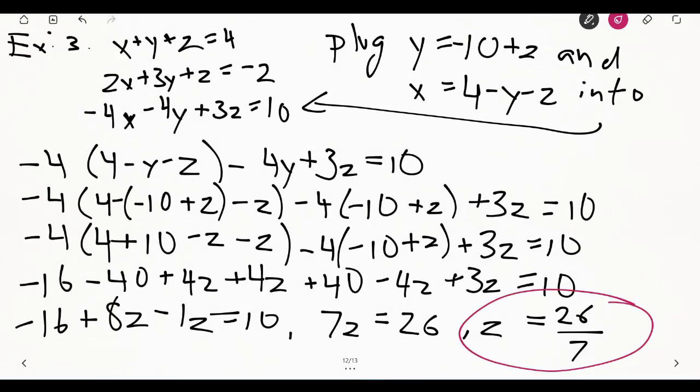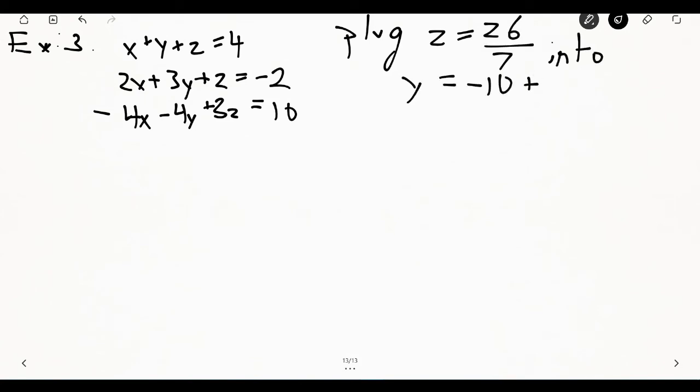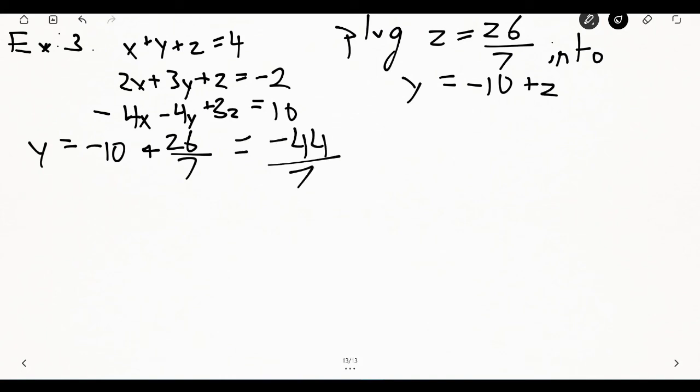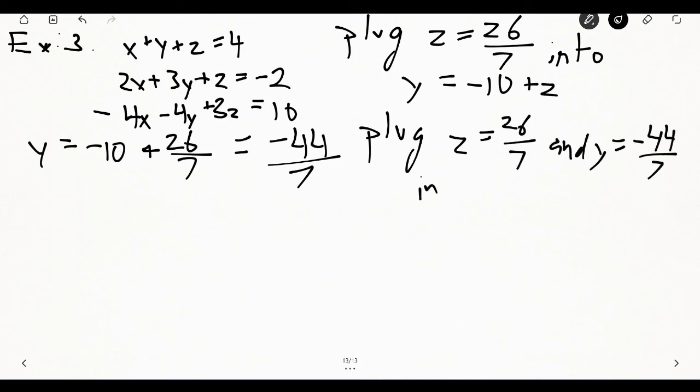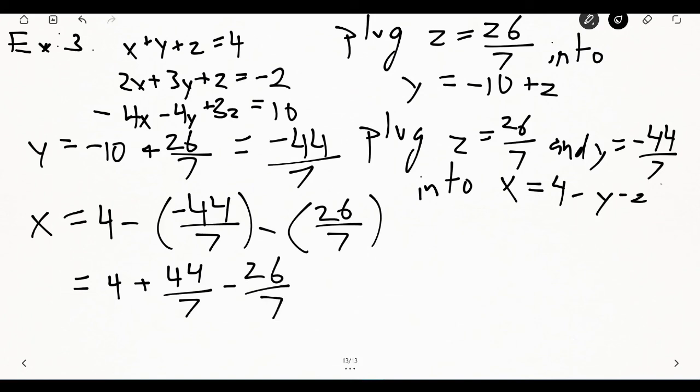We can use this value of z to find y by doing negative 10 plus 26 over 7 to get negative 44 over 7. Using both y and z, we can find the x value by substitution. The original equation for x was x equals 4 minus y minus z. So using the values of y and z, we can get x is equal to 4 minus (negative 44 over 7) minus 26 over 7 to get x equals 46 over 7.